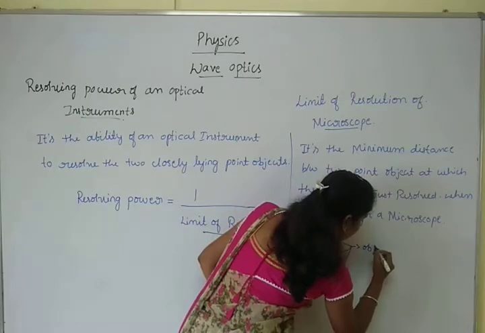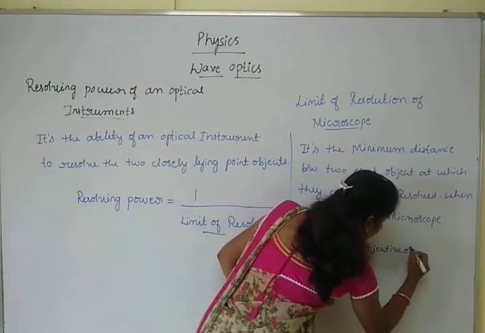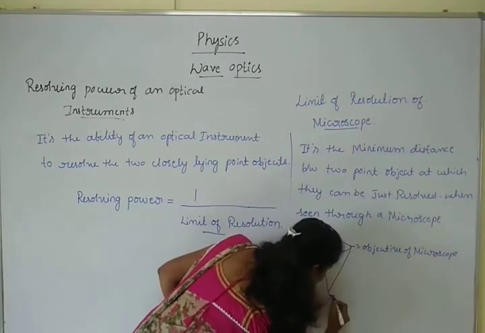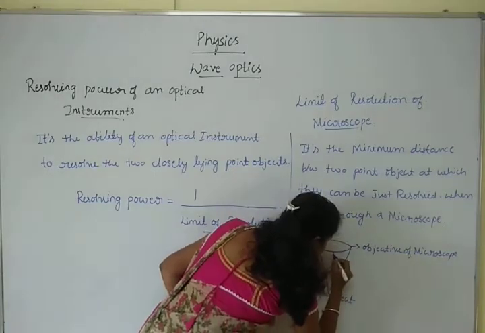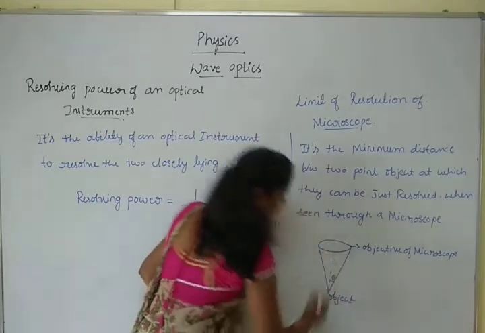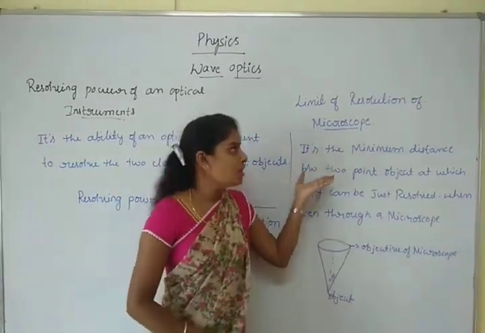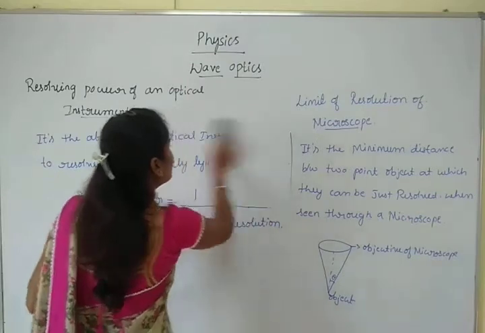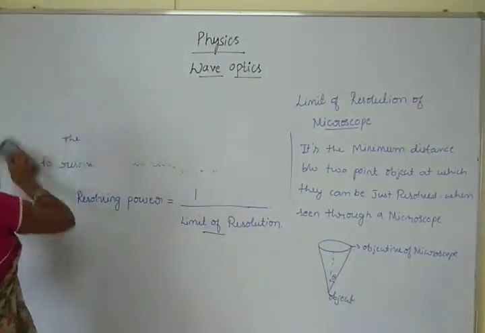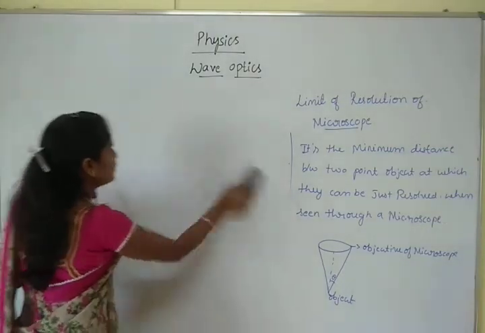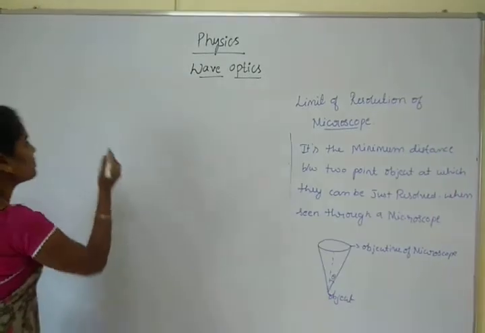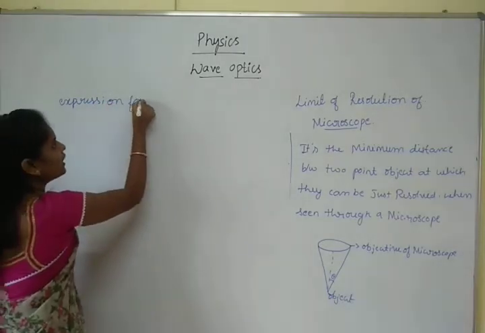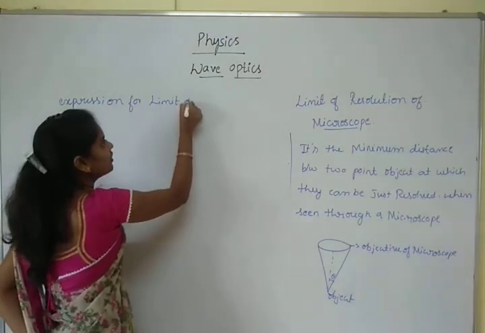objective of microscope. This is the object. So here the vertical angle theta. So this is about the limit of resolution of a microscope. Then what is the expression for limit of resolution of a microscope? Therefore, the expression for limit of resolution of a microscope.